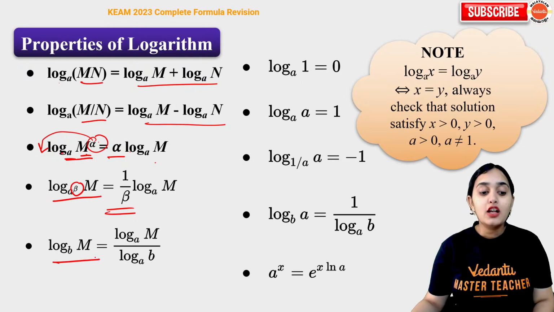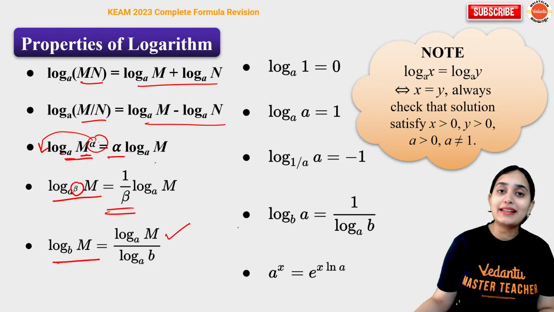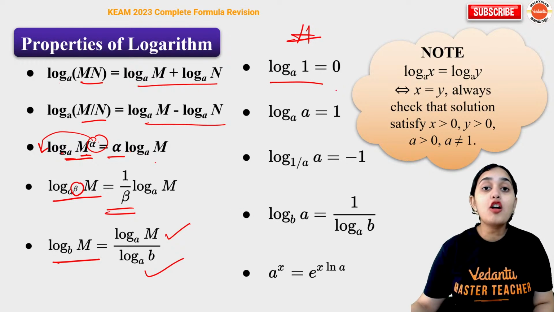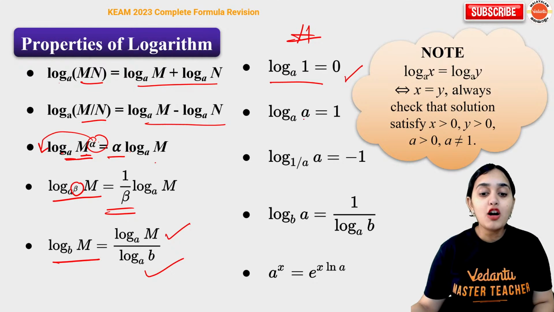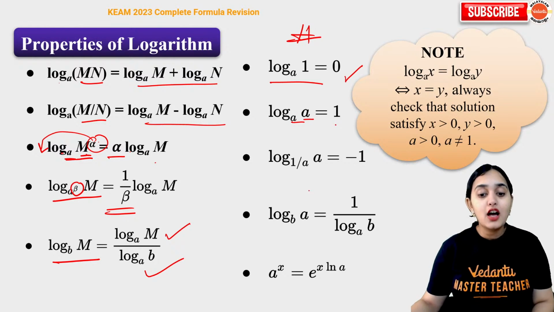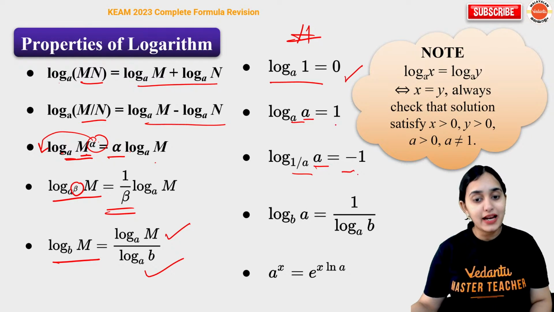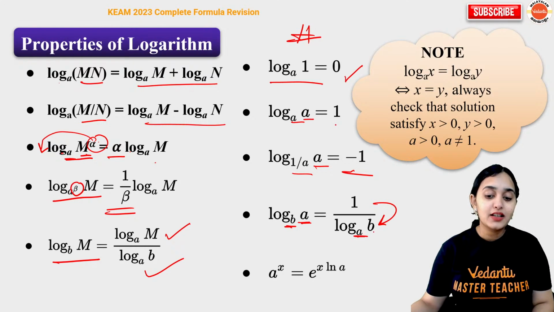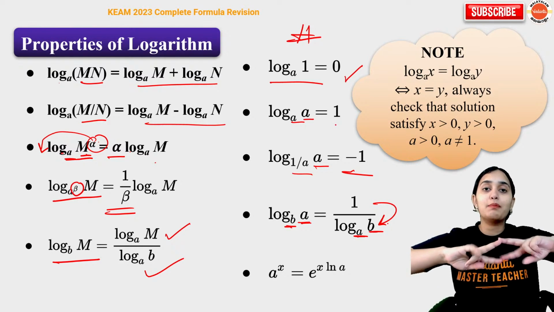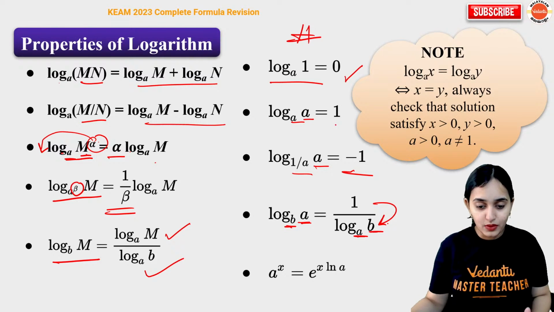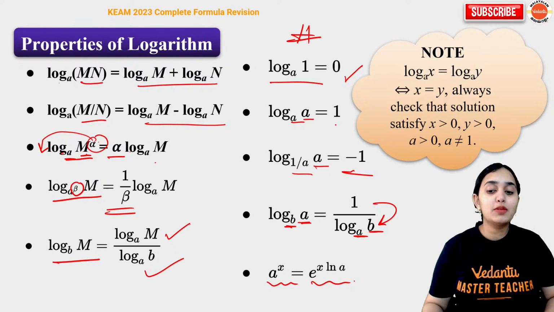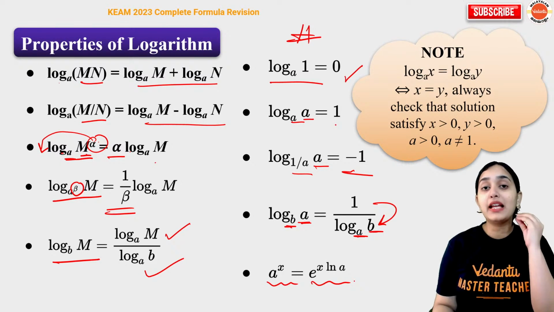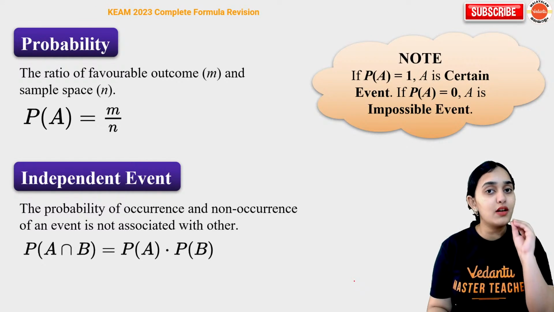Next, log base b of m can be written as log base a of m divided by log base a of b. Again, important formulas. Log of 1 is 0. Log of a base a is 1. Log of a base 1/a is -1. Log base b of a is the reciprocal of log base a of b. So if you exchange the base, it will be the reciprocal. A to the power x can be written as e to the power x log a. All these formulas are important. Please memorize them. I am telling you each and every important formula that you should remember.